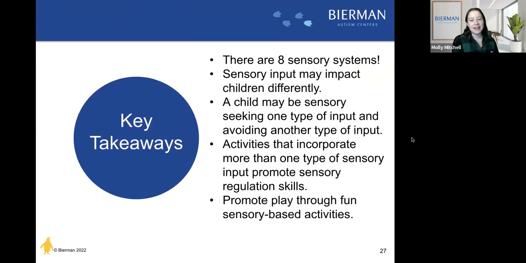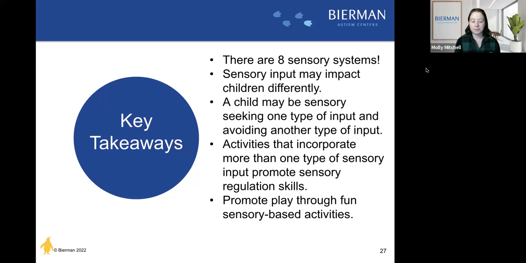Okay, so there are just a few key takeaways that we hope you learned from our presentation. The first one is that there are 8 sensory systems, not just the main 5 that everybody knows. And now you have a fun fact to share with your friends who might not know that it's more than just the touch, taste, sight, sound, and smell. The vestibular, proprioceptive, and interoception systems are the hidden senses, and they play a huge role in our sensory processing and regulation.